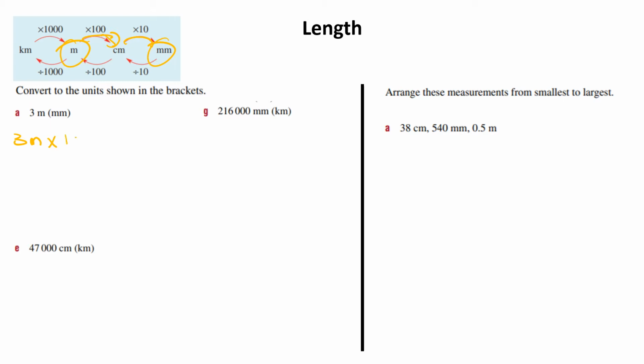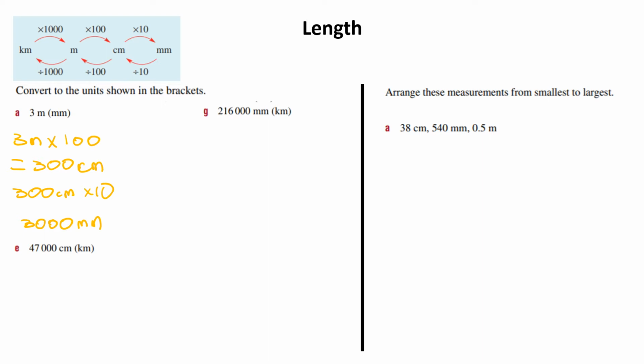I'm going to go 3 meters by 100. That's going to give me 300 centimeters, because that's the one I'm going to do there, centimeters. Then I'm going to multiply 300 centimeters by 10, because that's my next bit. And that's going to give me 3,000 millimeters. Okay, so that's what I've done with that one there.